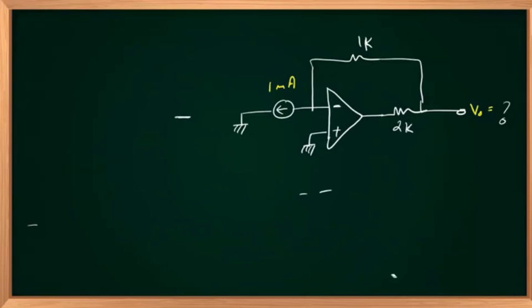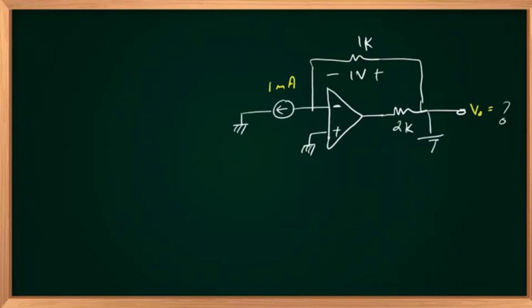You cannot apply the formula because it's a difference. It's an inverting only, but how much is the answer, right? Very good. 1. Right. Very good. It's trivial. So we'll have 1 milliampere through 1K. You will have 1 volt.